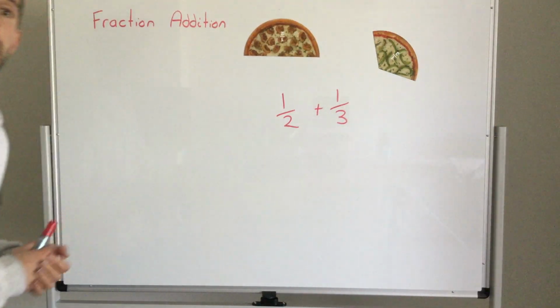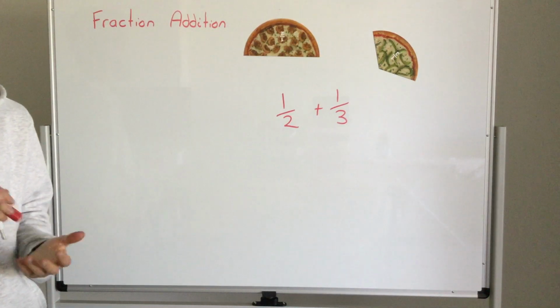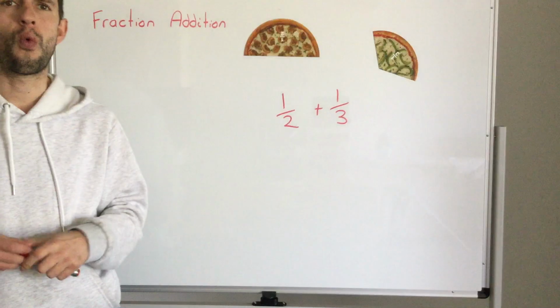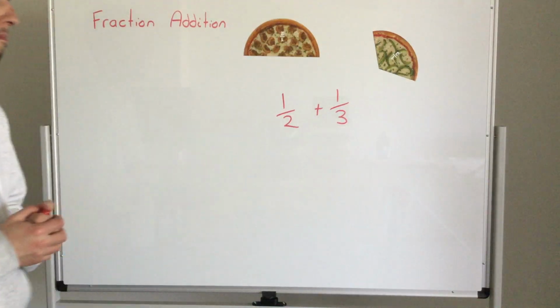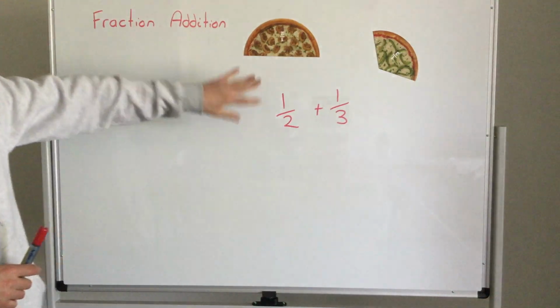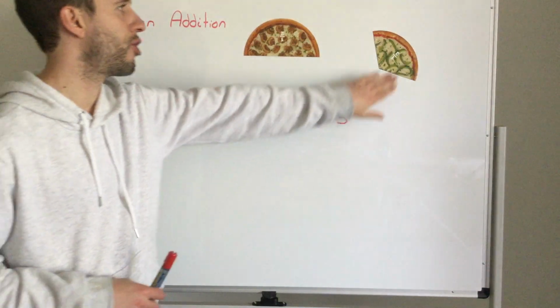And welcome back. Today we are going to be looking at fraction addition with unlike denominators. So if we go back and think about what a fraction is, we are talking about parts. So here I've got a question: I have a half and a third of a pizza.